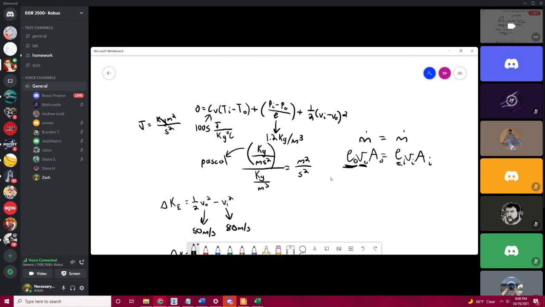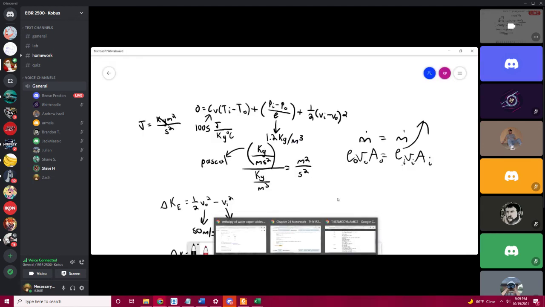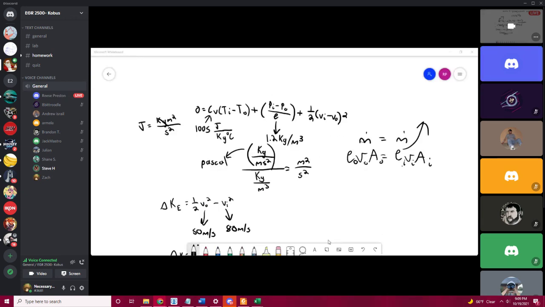For the exit area, are the densities different? Yep. How do you find those? For the initial one, we know the initial temperature. What was it? 473.1 Kelvin. Okay, so that'd be 200 Celsius.